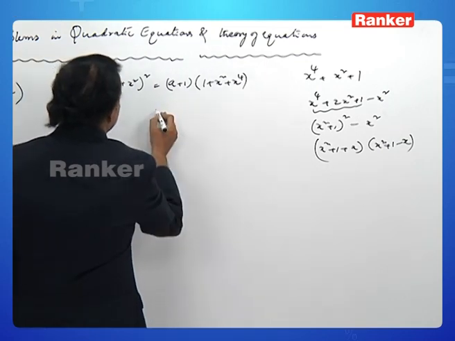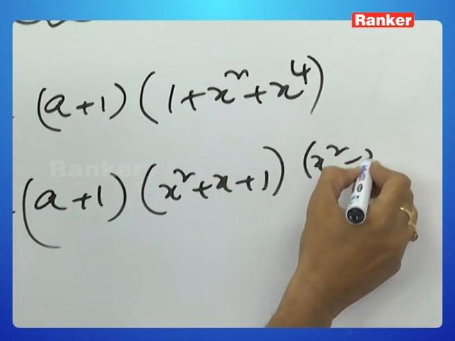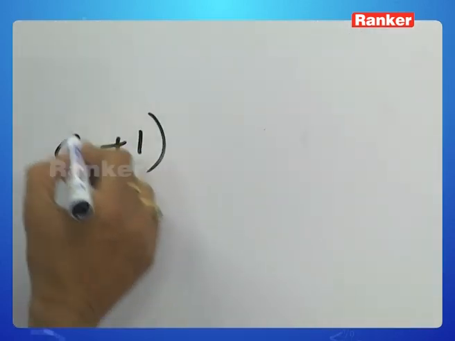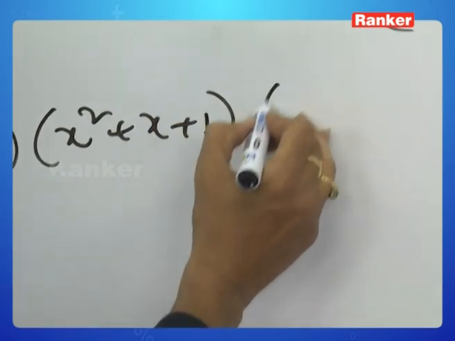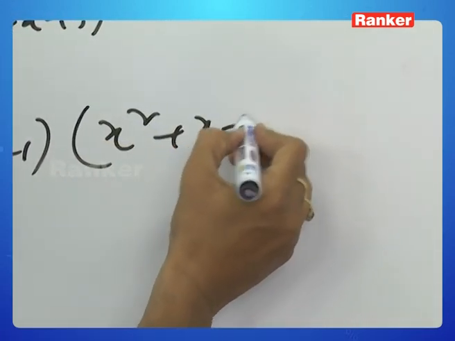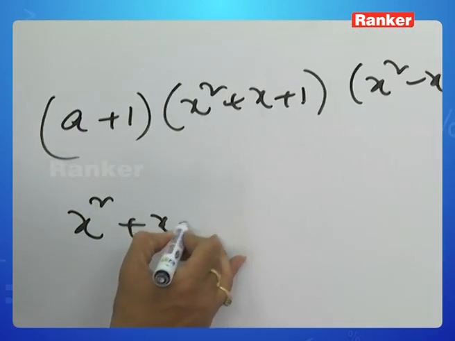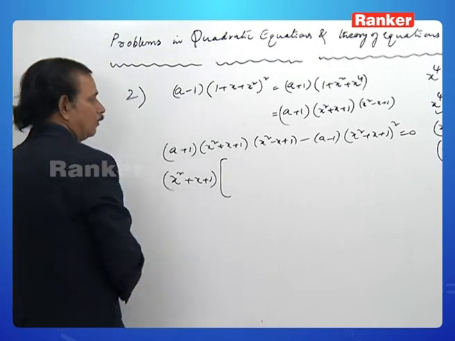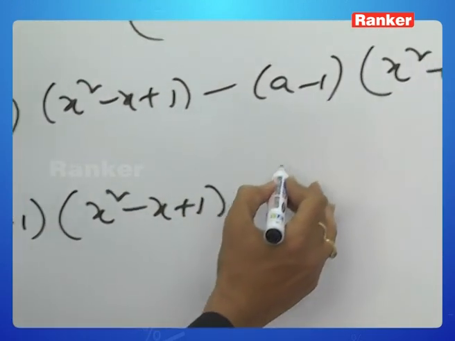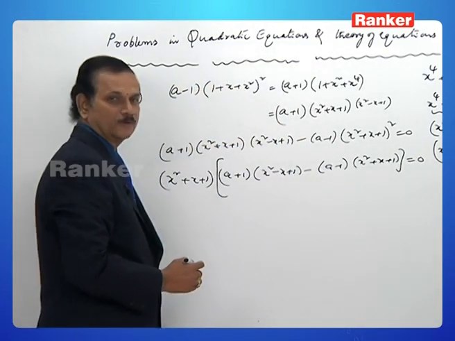I am replacing this by that product: (a plus 1) into (x square plus x plus 1) into (x square minus x plus 1). Bringing all of these to one side, what shall we have? (a plus 1) into (x square plus x plus 1) into (x square minus x plus 1) minus (a minus 1) into (x square plus x plus 1) whole square is equal to 0. Here we can have x square plus x plus 1 as a common factor. What are we left with? (a plus 1) into (x square minus x plus 1) minus (a minus 1) into (x square plus x plus 1) is equal to 0.